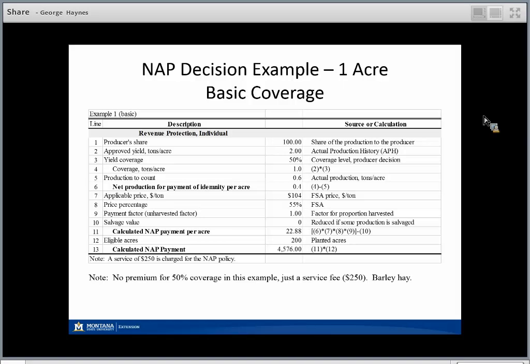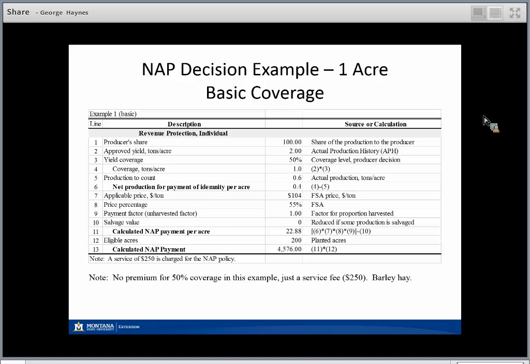This is a case where this individual owns it all. We're not sharing this hay with any landowner. We're the tenant and the landowner, we're all one and the same, so we don't have to worry about sharing it with anyone. The approved yield on this is 2 tons to the acre, so some kind of dryland alfalfa hay story. The yield coverage that we can take out on this hay is only 50%. We can't buy above that, or ask for more than that. That's the maximum amount of coverage available to us.